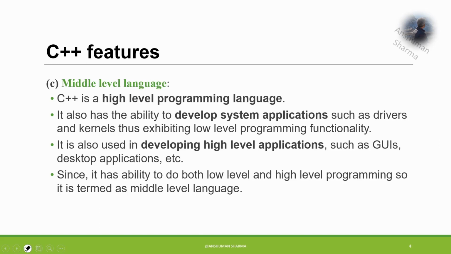So next, middle level language. Why can C++ be called a middle level language? Now, C++ basically is a high level language, that is for sure. Everyone should remember that C++ is a high level language, but it can be used for developing system applications such as drivers and kernels, which exhibit low-level programming functionality, and it can be used for developing higher-level applications like GUIs, desktop applications, operating systems, and many more. All these functionalities support both low-level and high-level programming. That is why it is termed a middle-level language.